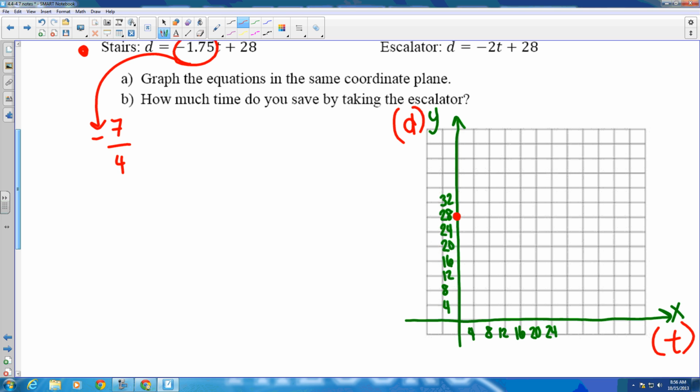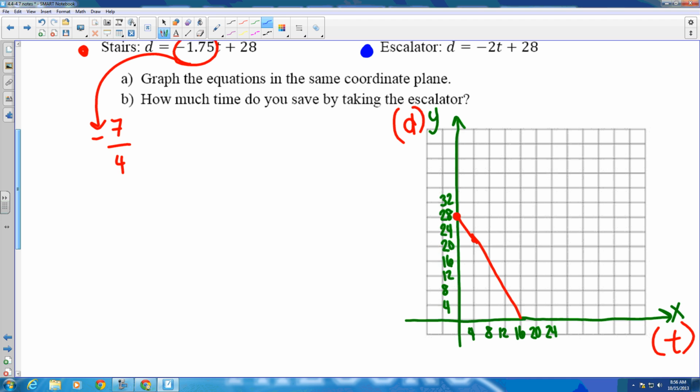So we need to go down 7/4, which is about right there. This is a little crooked. I'm just going to try again. There we go. The other one I'm going to make blue.